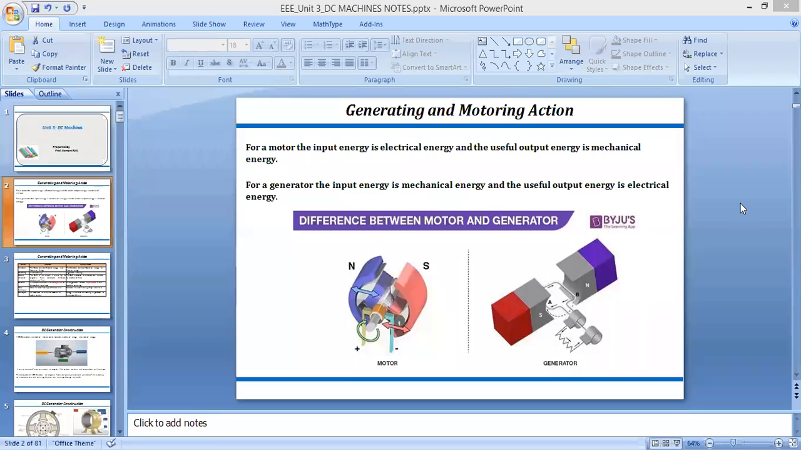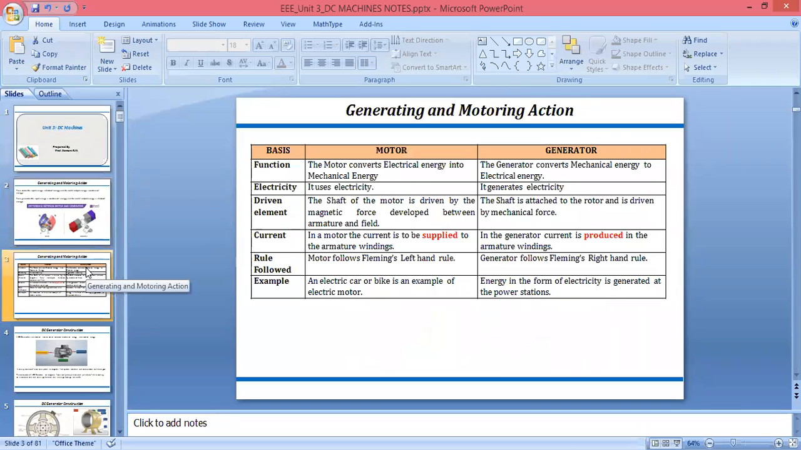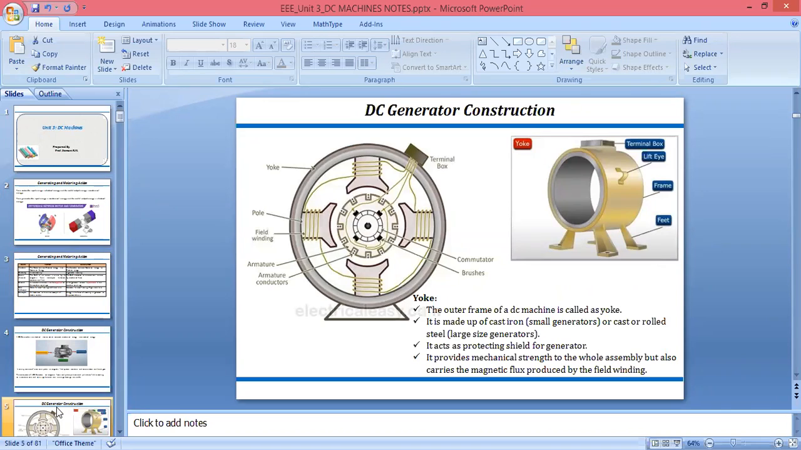Okay. So here we can say it is using electrical energy and the DC generator is creating. It means we can use the energy which is generated by the DC generator. Another difference in terms of driven element: the shaft of the motor is driven by magnetic force developed between armature and the field. For this, firstly, we have to see what is meant by armature and what is meant by shaft. So firstly, we will see the construction of motor and generator, and then again we will see the differences.